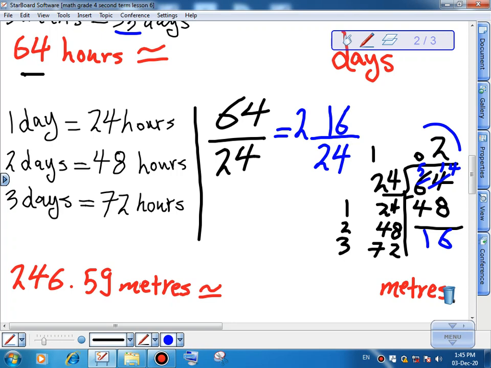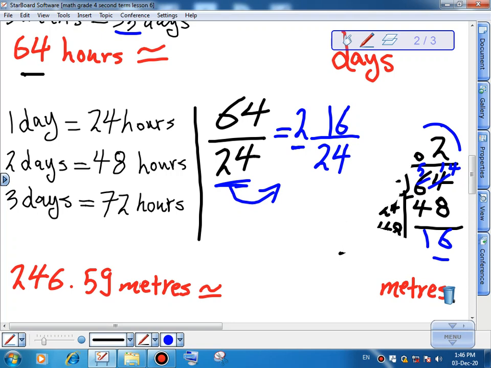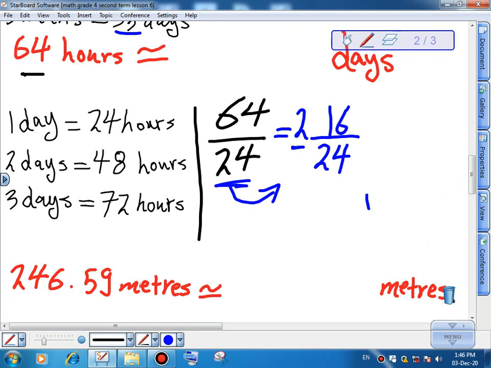We know that if I need to convert from mixed to improper, or from improper to mixed, I need to get the same denominator, 24. Just divide 64 by 24 and get the quotient. The quotient will be the whole part, and the remainder will be the numerator. So I have 16 over 24. I don't know if 16 over 24 is in the simplest form or not.